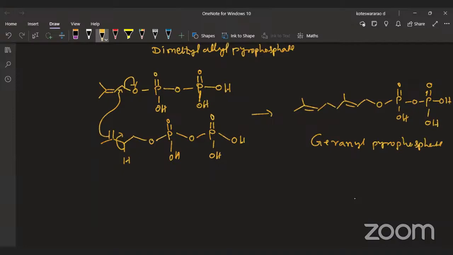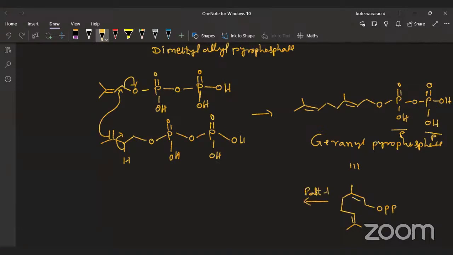This geranyl pyrophosphate is a straight chain. I am rearranging the structure like this, even though it is a cyclic compound. Each P is indicating one phosphate. This is indicating one P, this is indicating another P. Therefore, this is OPP. Now it is an important intermediate to convert to the cyclic terpenoids. First, you take path 1.